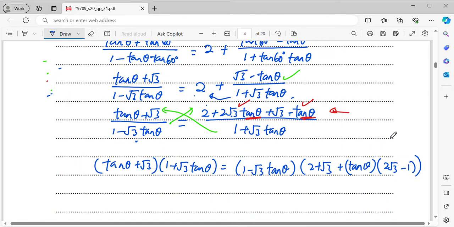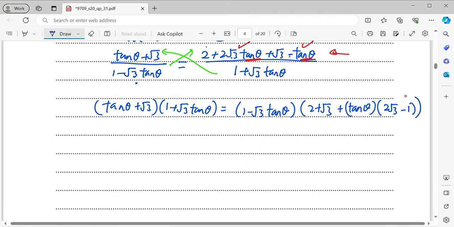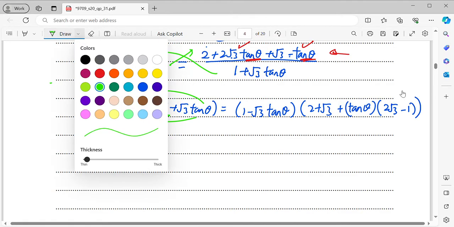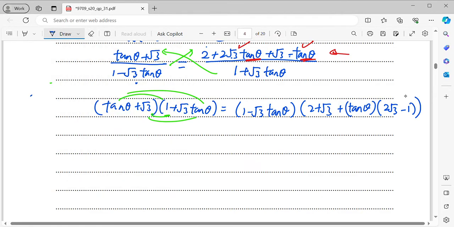Okay, and now we will just need to do the expansion. So when you do expansion, okay, you will be getting tangent theta plus square root 3 tangent squared theta. And then square root 3 times 1 is square root 3. Square root 3 times square root 3 tangent theta is 3 tangent theta.